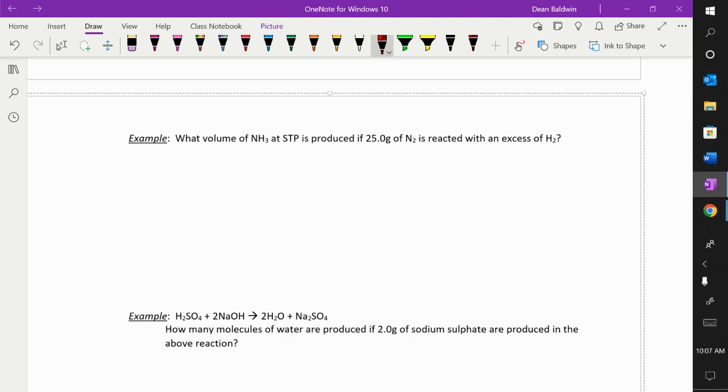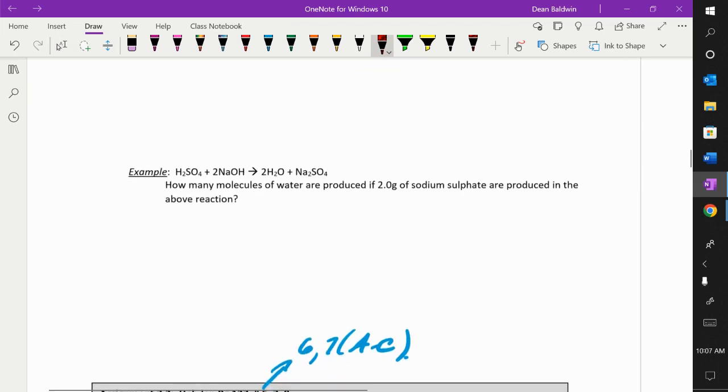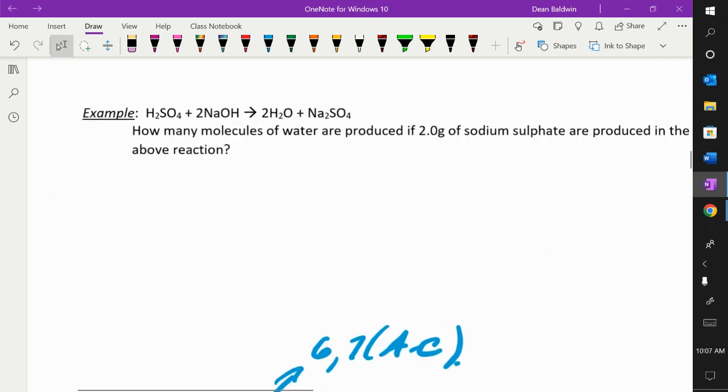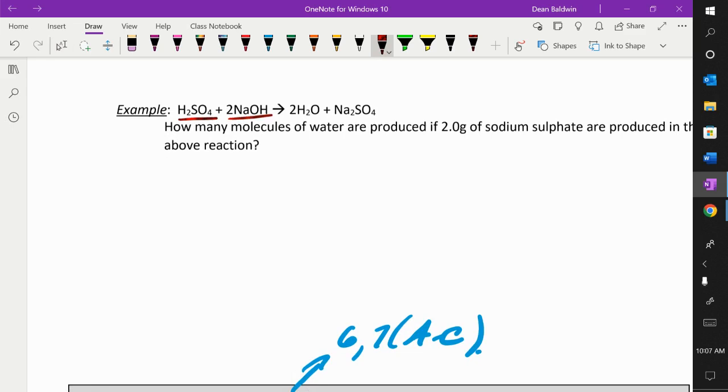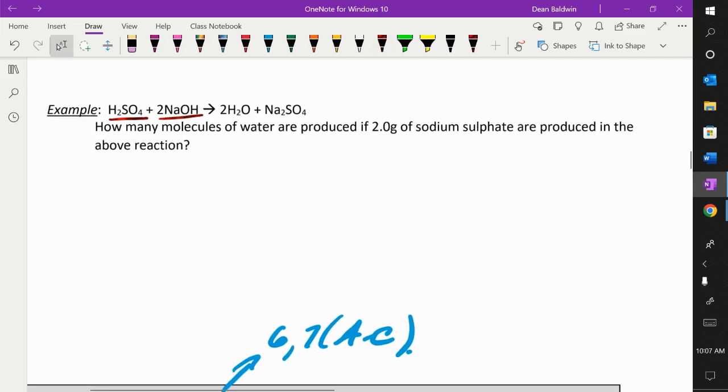Let's not worry about this one. We can come back to that one. Let's look at this bottom one. I want to do molecules. So we got H2SO4 plus 2 sodium hydroxides go to water and sodium sulfate. What type of reaction is this, by the way? It's an acid-base neutralization, right? Double replacement, but it's a special case of double replacement. It's the acid and the base. Okay. It's already balanced, so we don't have to worry about that.